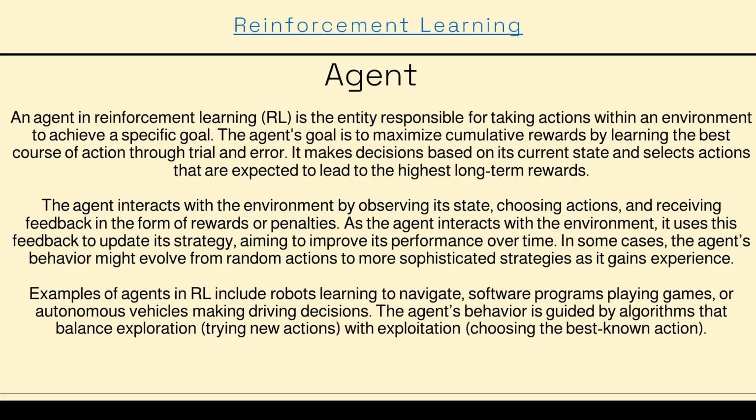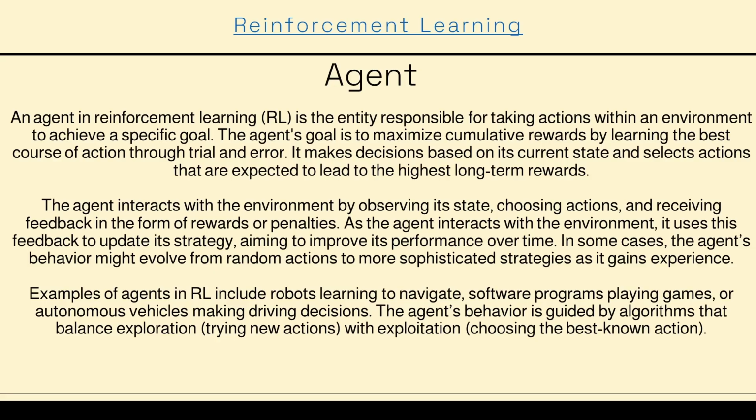So let's say we have a dog in an environment. Let's take the environment as a house. Inside the house we have a dog, and our dog is our agent, and the house is our environment. The agent's goal is to maximize cumulative rewards by learning the best course of actions through trial and error. It makes decisions based on its current state and selects actions that are expected to lead to the highest long-term rewards.